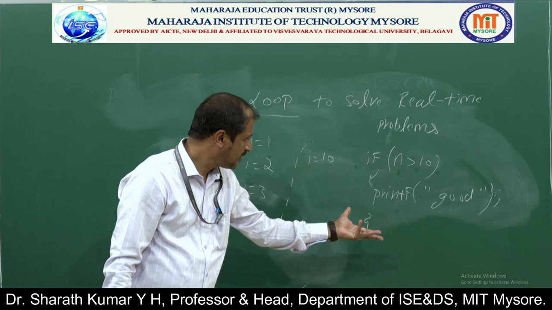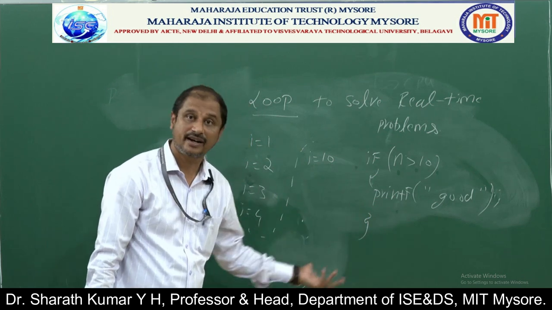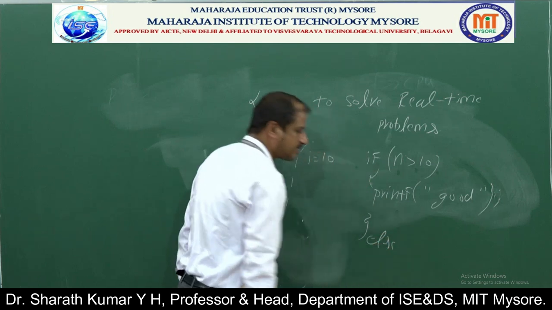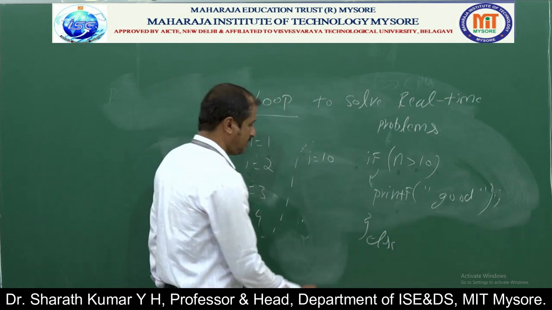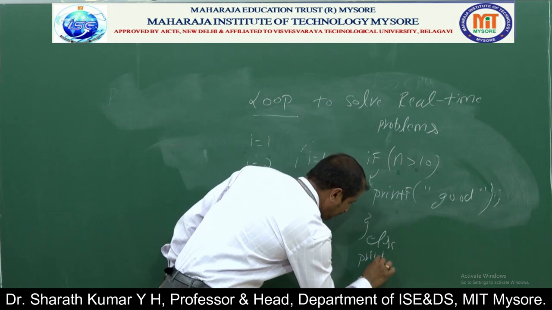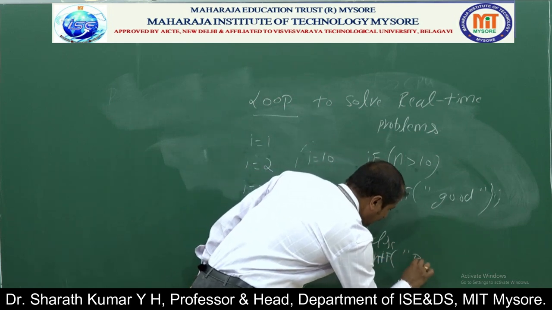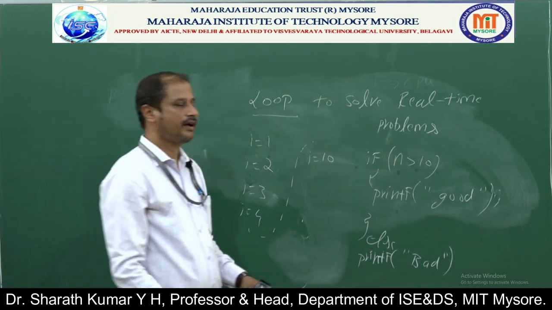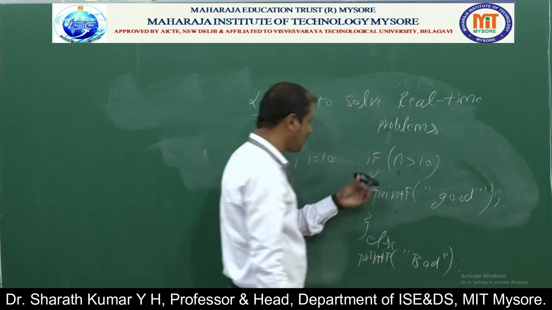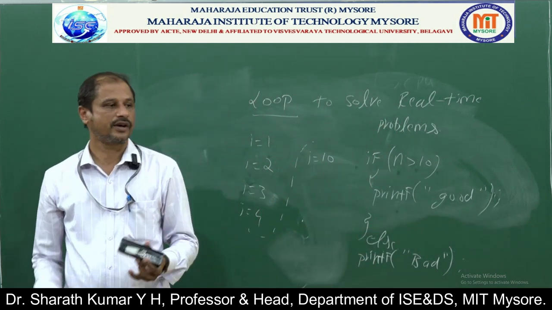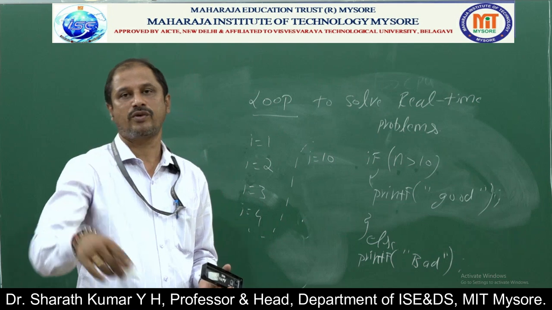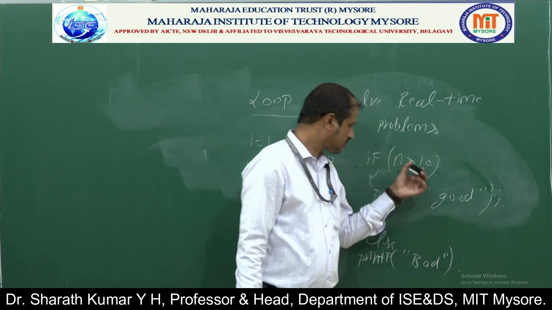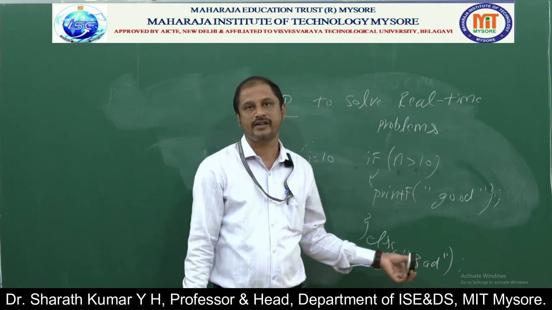If it is less than 10, what to do? Else, I need to print bad. I need to print bad. So this is easily done with the if-else statements. So design it: go for i equal to 1, i equal to 2, i equal to 3. I am going to repeat this process. This if-else: if this condition holds, else print this one.